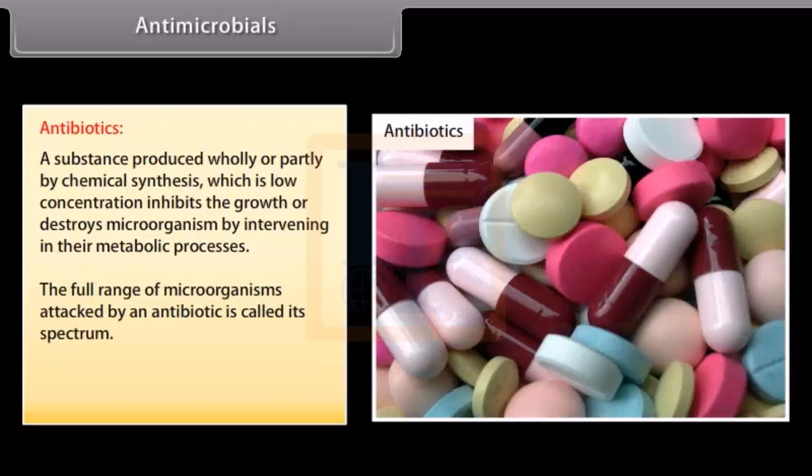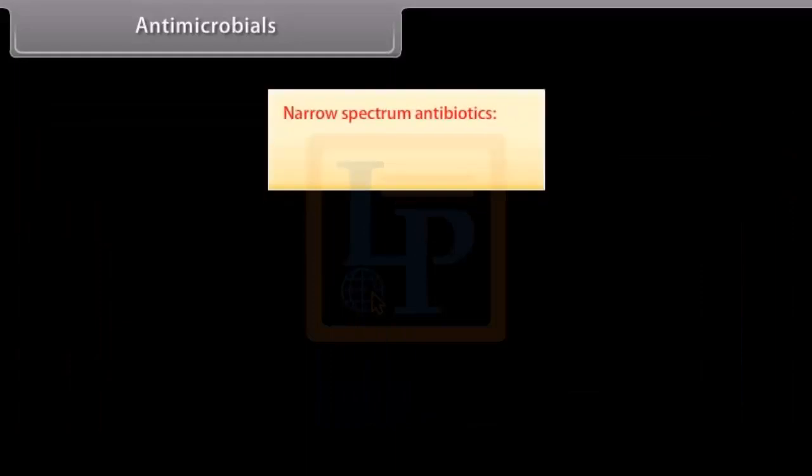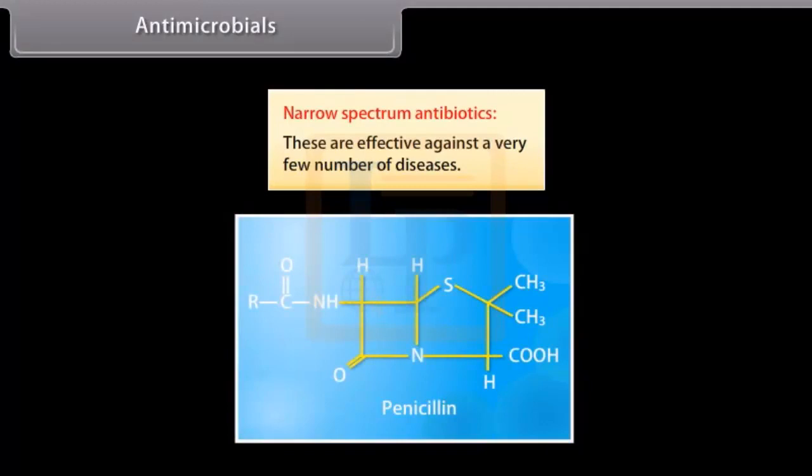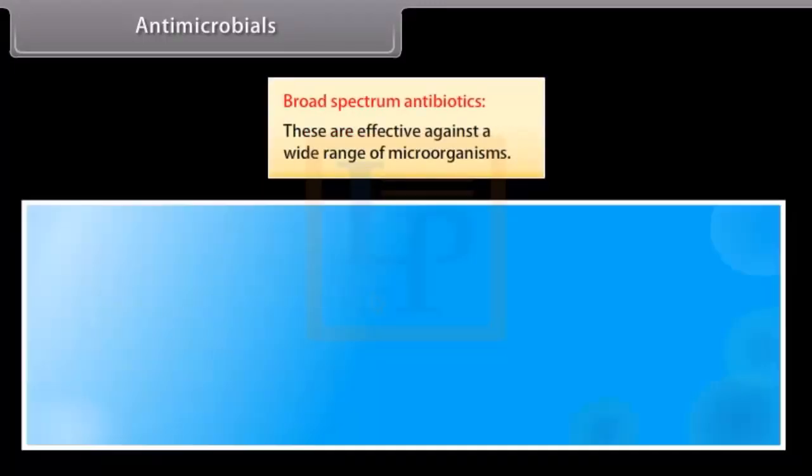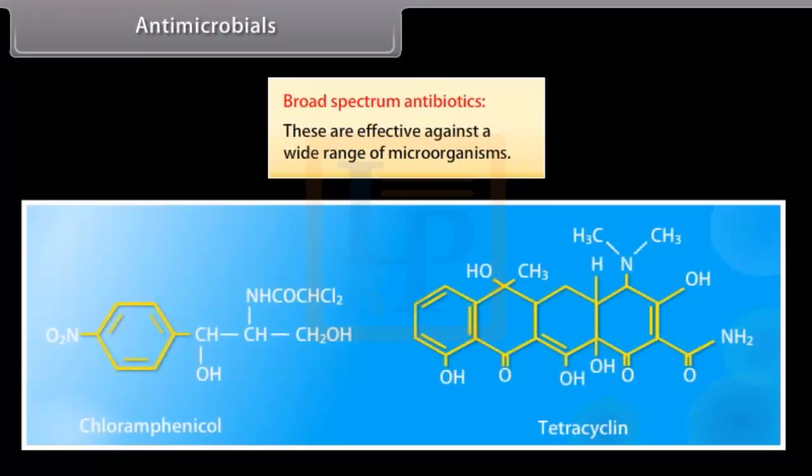The full range of microorganisms attacked by an antibiotic is called its spectrum. Antibiotics can be divided into two types. Narrow-spectrum antibiotics. These are effective against a very few number of diseases, for example, penicillin. Broad-spectrum antibiotics. These are effective against a wide range of microorganisms, for example, chloramphenicol and tetracycline.